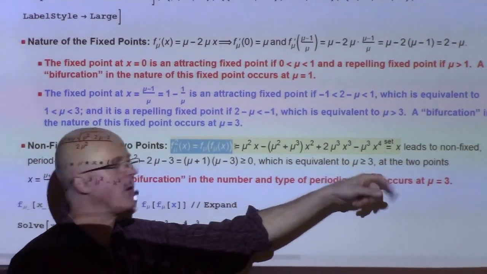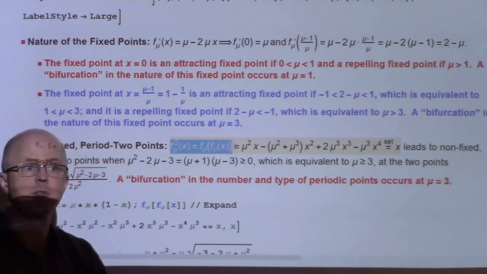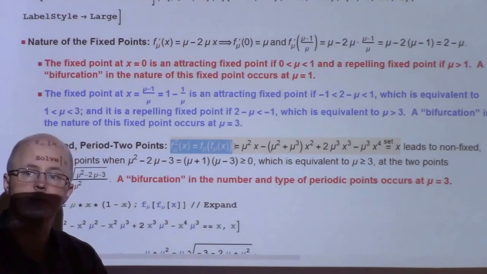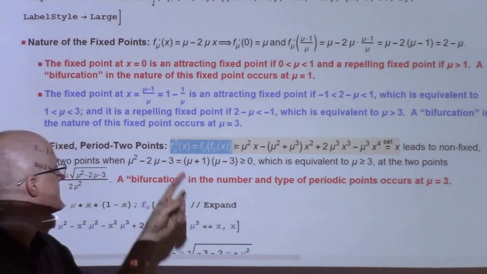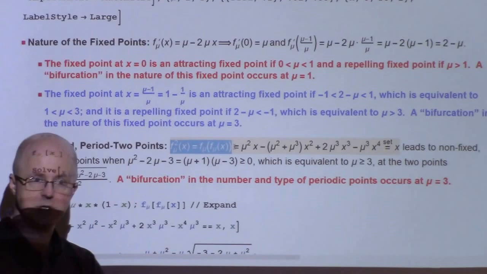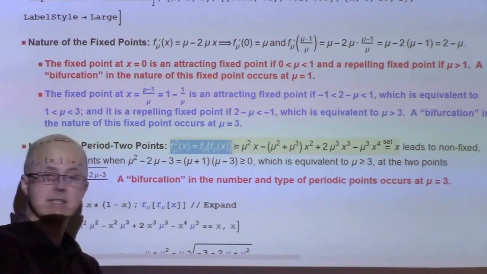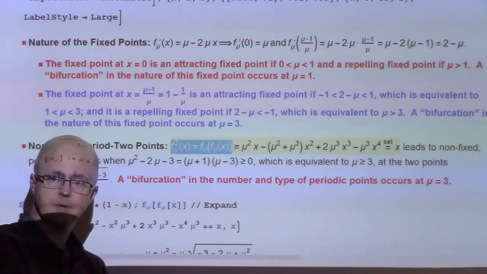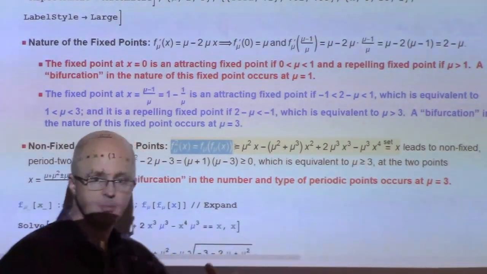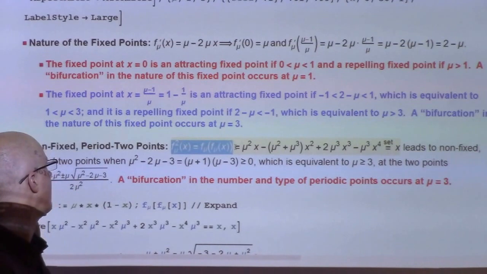Setting that fourth degree equation equal to x solves for not only fixed points, but also period 2 points. Because this is the second iterate of f, a period 2 point is back to itself after 2 iterations. x is back to x after 2 iterations. So this will solve for those period 2 points as well as the fixed points at once.